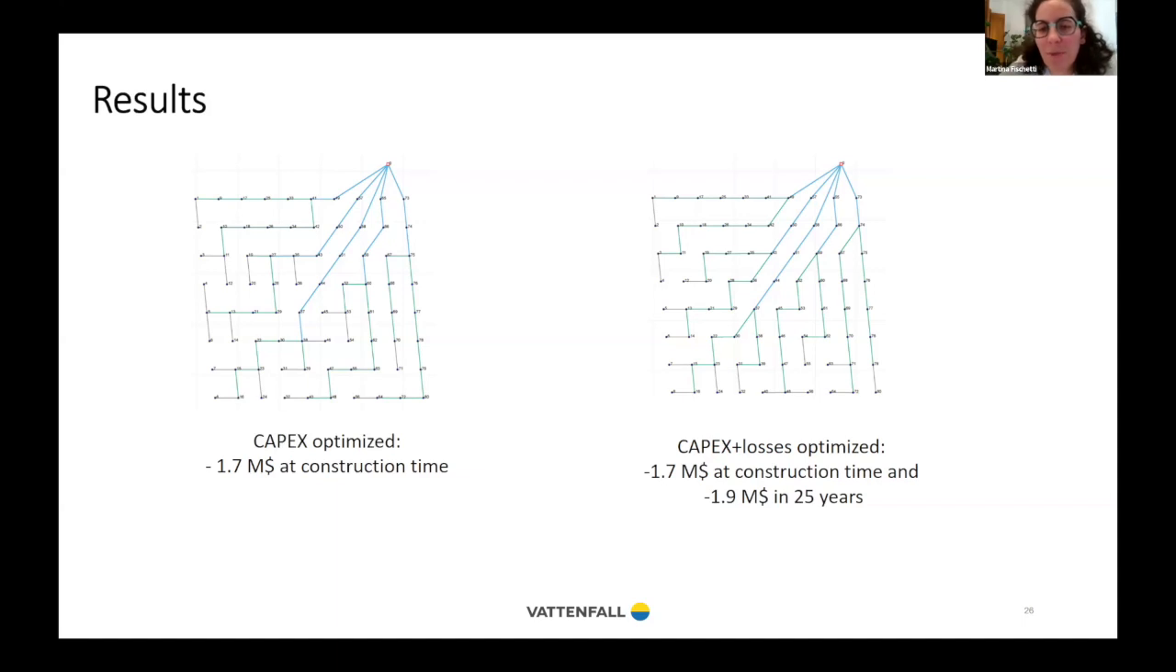You can see that the layout is somehow similar, but somehow also different. It's very different from the manual one. And if we compare it with the manual one, we can see that even this one optimized on both CapEx and losses is much cheaper at construction time, basically more or less the same, $1.7 million cheaper, and is also $1.9 million cheaper in the lifetime of the park because it reduced these cable losses.